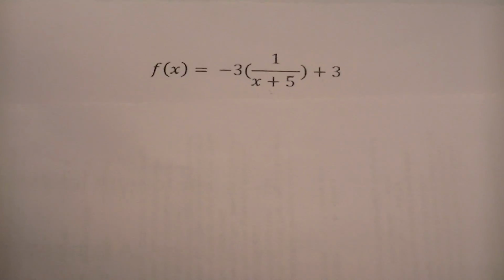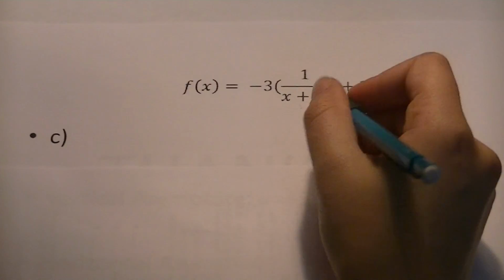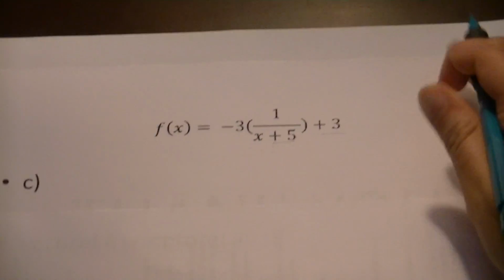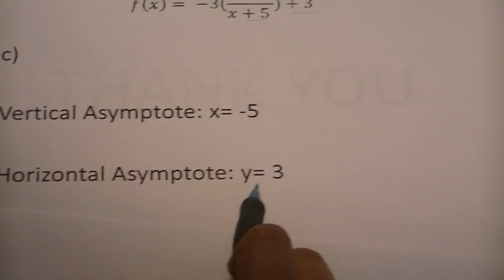Lastly, we are asked to state the asymptotes, and the asymptotes we know are x is -5 and y is 3. So therefore our vertical asymptote is x is -5, and the horizontal asymptote is y is equal to 3.